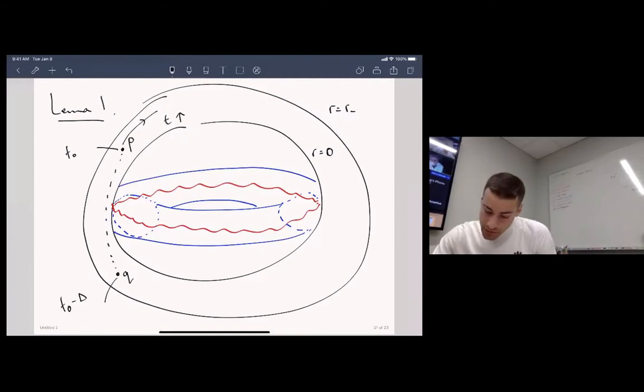So how do I do that? By moving the time coordinate forwards? Well, what happens is that I have to go into this region, right? I have to go and pierce the donut.